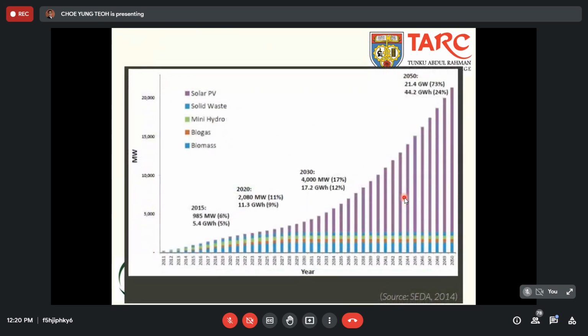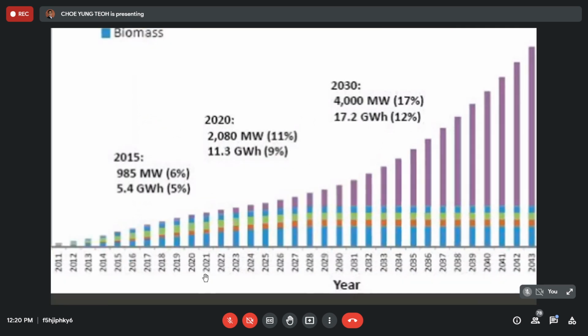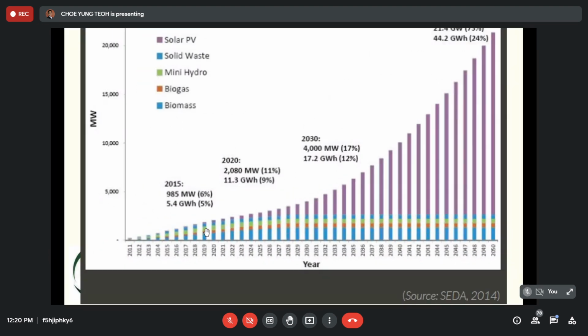And this is the expected growth of the usage of renewable energy. Now we are in year 2021, we are here. Okay, so until year 2050. So you see what SEDA actually estimated. Solid waste, not much increase. Mini hydro, not much increase. Everything not much increase, only target on solar PV.